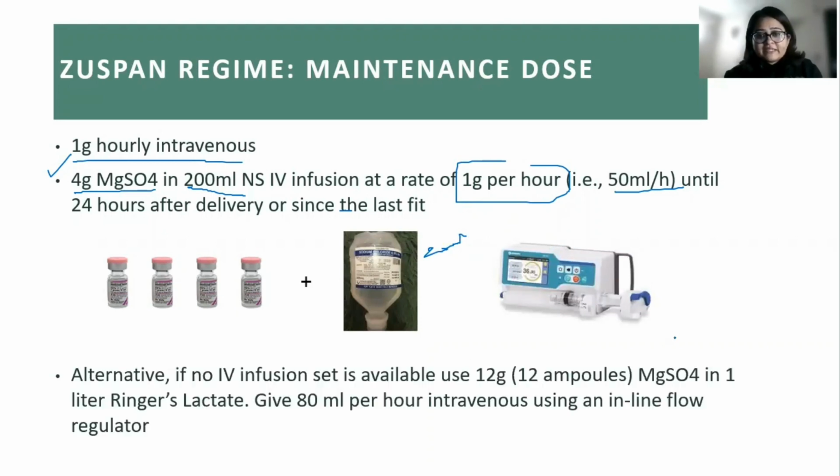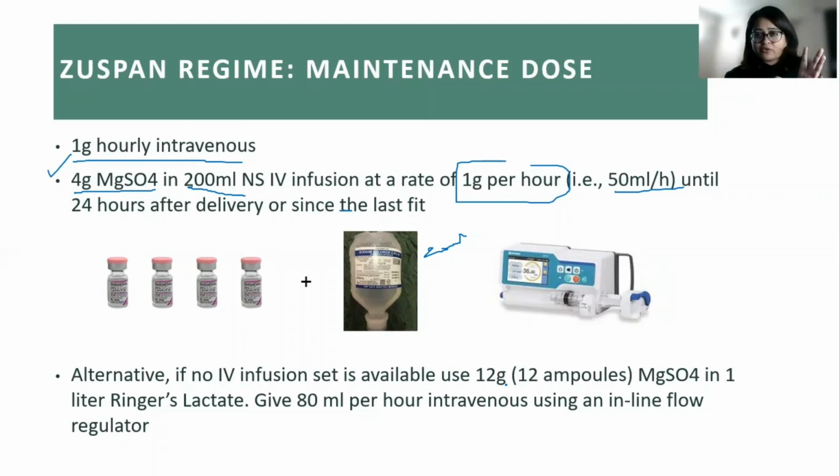Now, alternately, suppose you don't have an IV infusion set. Ideally, you should not use it without one, but it has also been described if you don't have an infusion set and if you have very good monitoring available. What you can do is use 12 ampules, so 12 grams magnesium sulfate, in 1 liter of Ringer's lactate. So take 12 grams of magnesium sulfate, that is 12 ampules of 50%, mix it with 1 liter of Ringer's lactate and give it at the rate of 80 ml per hour IV. That will be the same amount. That will go as 1 gram per hour.